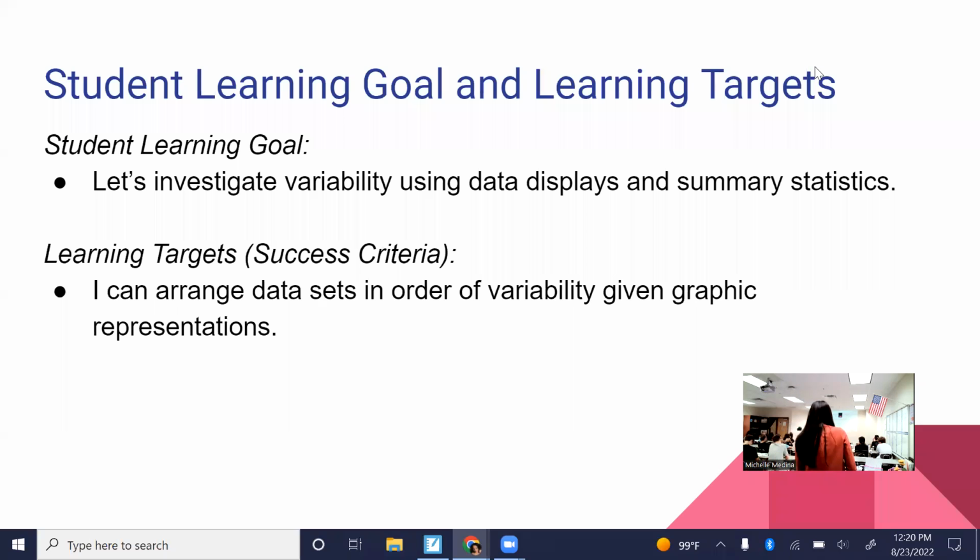All right, the goal for today is to investigate variability using data displays and summary statistics. So if you can arrange data sets in order of variability, so what is variability, by the way? The difference between the values, how spread out they are essentially. If you can arrange them in order of that, then you will have met the goal.